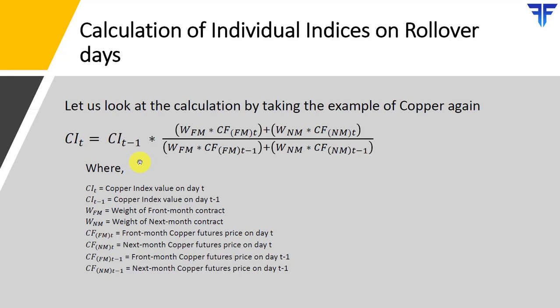Let us now look at the calculation of individual indices on rollover days. Let us again take the example of copper. On rollover days, the value of the copper index for each session would be calculated as the value of the copper index on the previous session multiplied by a fraction. Now, the numerator of this fraction will be the summation of the current session weighted average price of the front month and next month copper futures contract. On the other hand, the denominator of this fraction will be the summation of the previous session weighted average price of the front month and the next month copper futures contract.